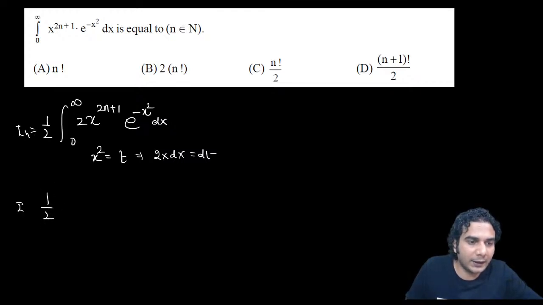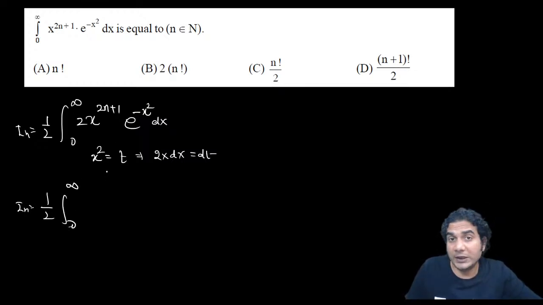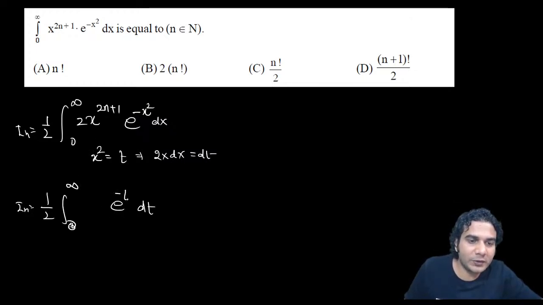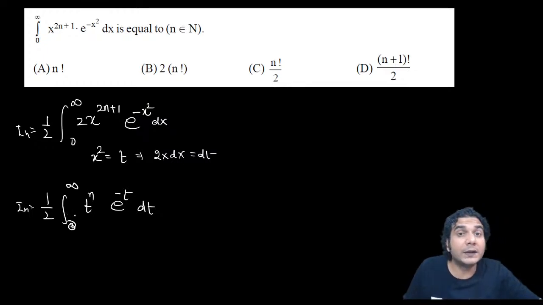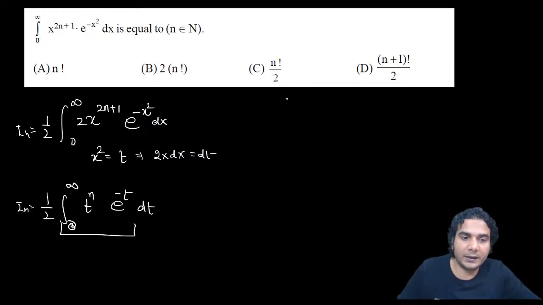Let's write I(n) is equal to the integral from 0. So 0 will remain 0, infinity will remain infinity. I have changed the limits, so these are the new limits, which are basically the same as the previous ones. Now this 2x dx will become dt. It will be e raised to minus t, and x raised to 2n will become t raised to n, and we know the result of this. We have already done it, and if you want to do it again, you can do it.